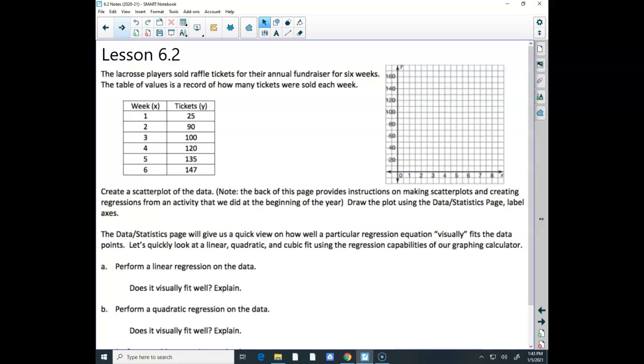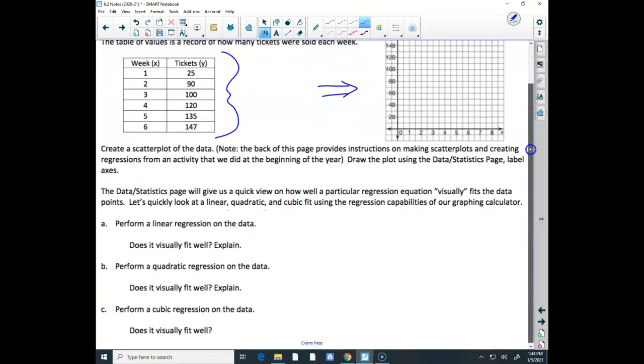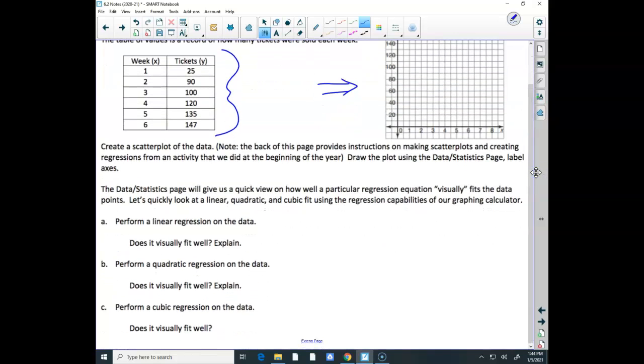Okay, so bottom line, what we're going to do here is make a scatter plot of this data right here. Now, I could plot it over here on that graph, but I'm not going to do that. I'm going to make a scatter plot right in Desmos, okay? And then once I have my scatter plot in Desmos, I'm first going to perform a linear regression on the data. Then I'm going to do a quadratic regression on the data. Then I'm going to do a cubic regression. And what that does is A would be a best fit line, B would be a best fit parabola, and C is a best fit cubic that is going to best fit the data we have there.